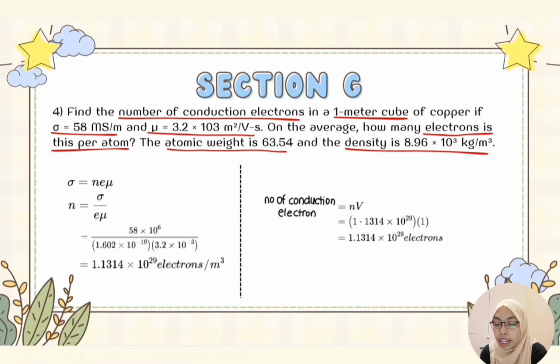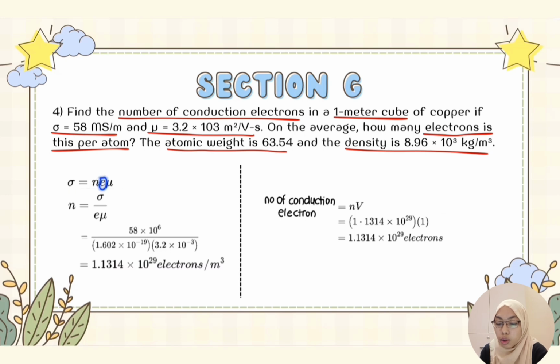Section G. Find the number of conduction electrons in 1 meter cube of copper if sigma equal to 58 amps over m and mu is 3.2 times 10 to the power of negative 3. On the average, how many electrons is this per atom? The atomic weight is 63.54 and the density is 8.96 times 10 to the power of 3 kilogram per meter cube. We can use the formula of sigma equal to NE mu.